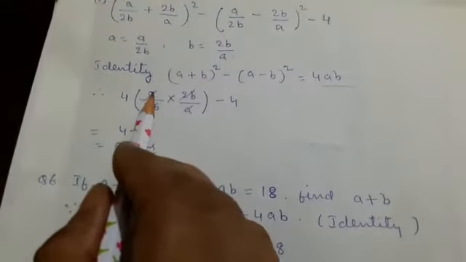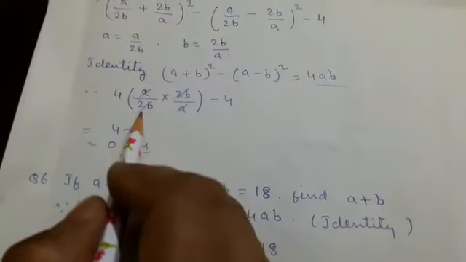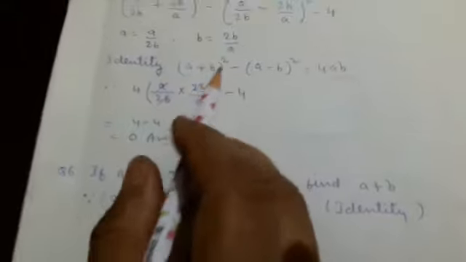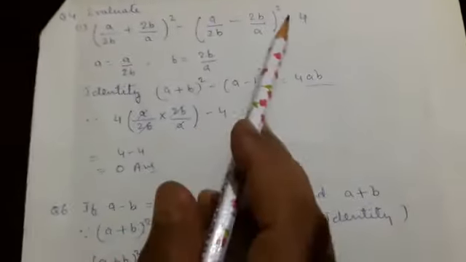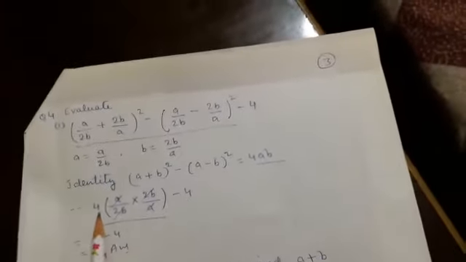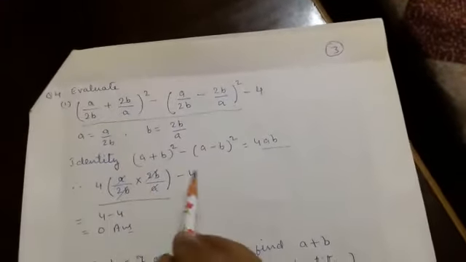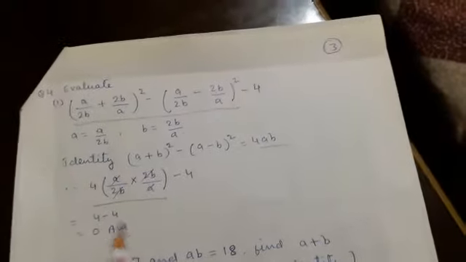The value of a is a upon 2b, into the value of b, which is 2b upon a, minus, here it is given, minus 4. So for this value we will write this, and for this we will write this one, and minus 4 we will write as it is. So 2b, 2b, a cancel out, and what will remain here? 4. 4 minus 4 will be 0. This will be our answer.